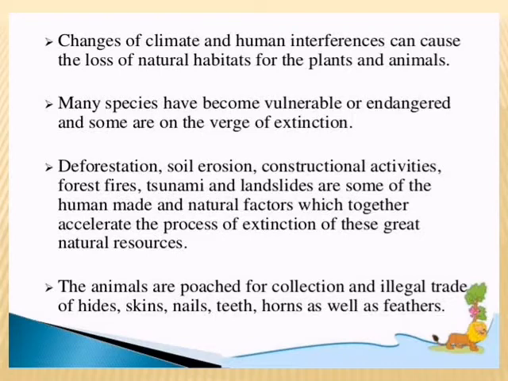There may be many factors, and all these factors can be grouped under two heads. One is human factors and another is natural factors. Deforestation, soil erosion, construction activities, forest fires, tsunami, and landslides are some of the human-made and natural factors which together accelerate the process of extinction of these great natural resources. The animals are poached for collection and illegal trade of hides, skins, nails, teeth, horns, as well as feathers. These are the factors that cause the depletion of natural vegetation and wildlife.